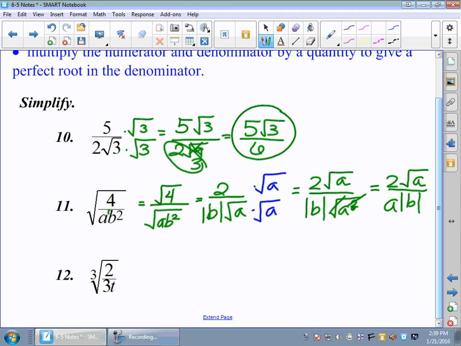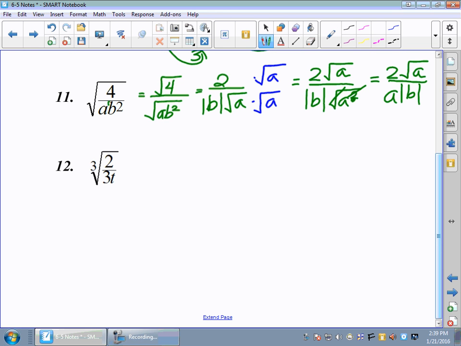And that's your answer. Number 12, cube roots. These are the ones that always tricked you. When you have a cube root of these things, it's not just multiplied by itself, because that'll give you a perfect square. We've got to multiply it by itself squared to get a perfect cube.